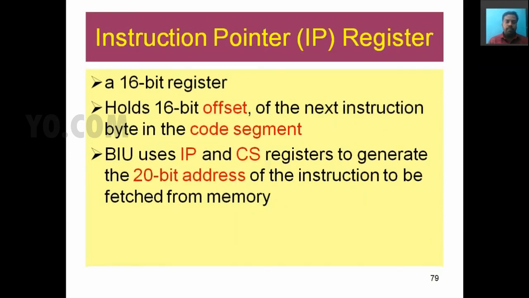Then the instruction pointer. The instruction pointer is a 16-bit register which holds a 16-bit offset, that means the address of the next instruction. The offset represents the address in the code segment. The bus interface unit uses the instruction pointer and the code segment register to generate the 20-bit address of the instruction to be fetched from memory. So this is the instruction pointer register.